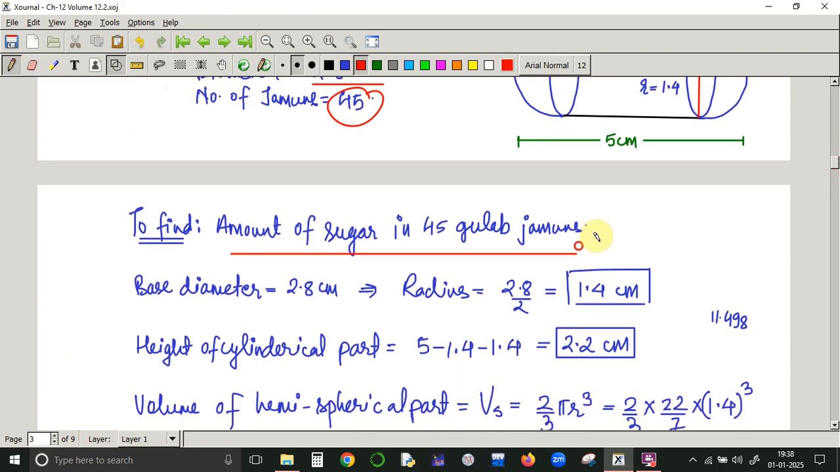To find the amount of sugar in 45 gulab jamun. So the base diameter is 2.8, so the radius is 1.4. The height of the cylindrical part is 5 minus 1.4 and one more 1.4. So it comes to 2.2.